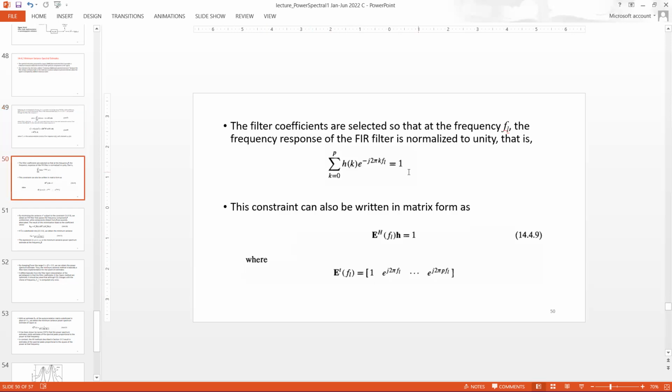So then we can get the FIR filter normalized to unity. The FIR filter we will use, if we bring its output to unity, then we can get this constraint, which can also be written in a matrix form this way, and then this drop, the drop we can discuss in April.